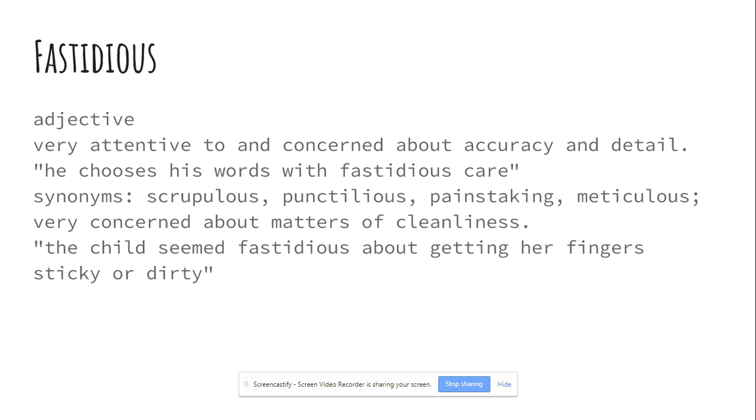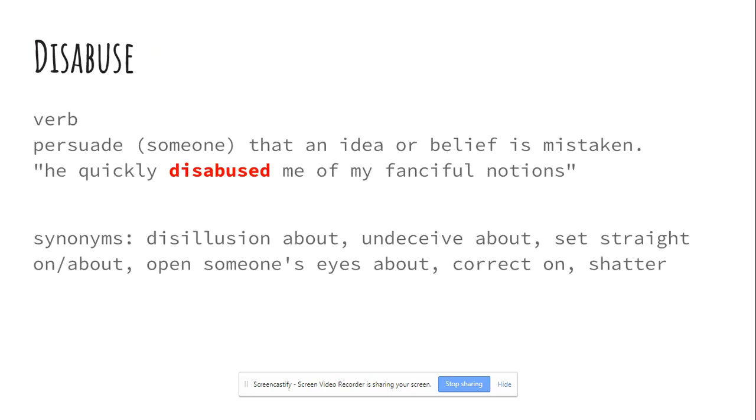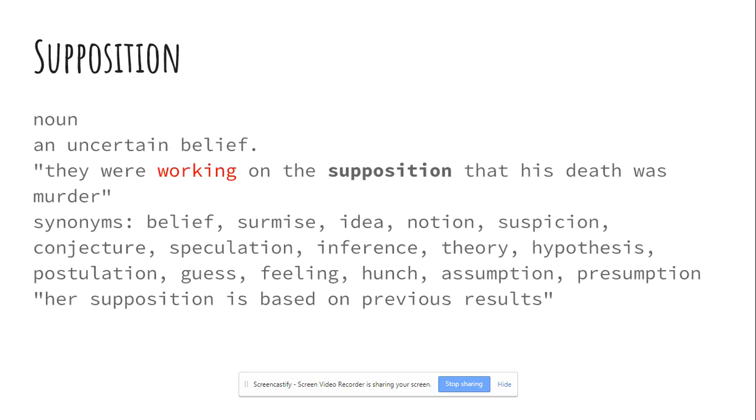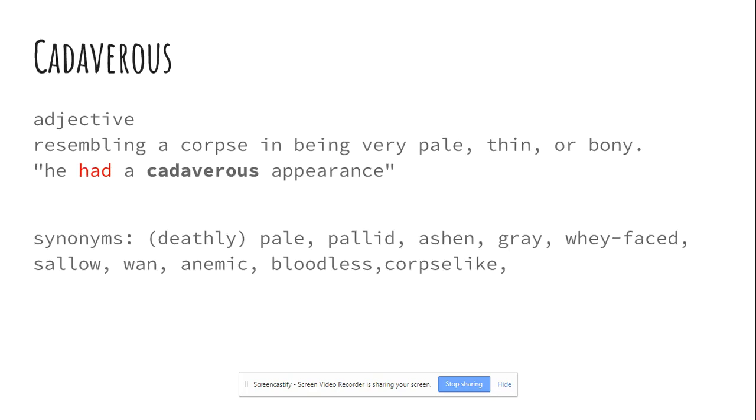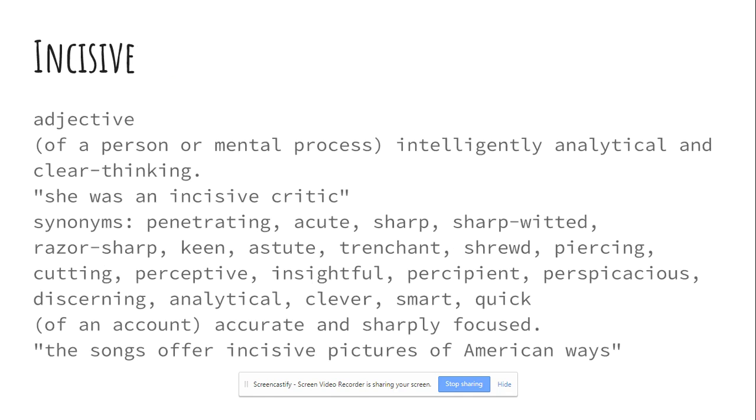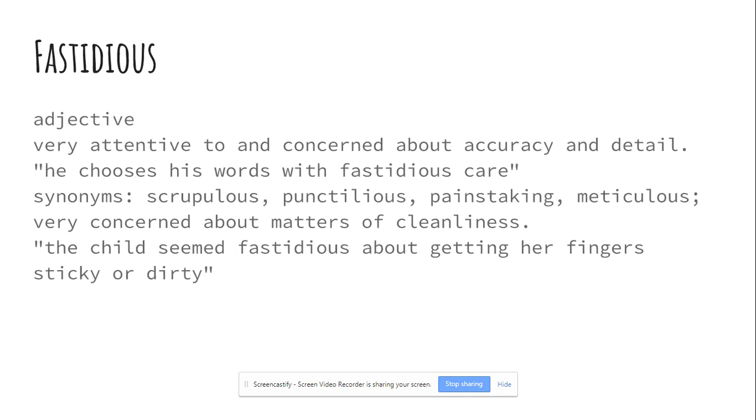Fastidious, it's an adjective, and it means very attentive to or concerned with accuracy and detail. He chose his words with fastidious care. So here, fastidious is describing the care, right? So the child seemed fastidious about getting her fingers sticky or dirty, paying attention or concern with accuracy. Fastidious is different than, where's that word earlier on? Punctilious. It's different than punctilious because punctilious has more to do with correct behavior, right? It means paying attention to detail, yes, but it also has to do with paying attention to detail because you want to behave correctly. Whereas fastidious has more to do with paying attention to detail and being accurate. Like you would want your accountant to be very fastidious.